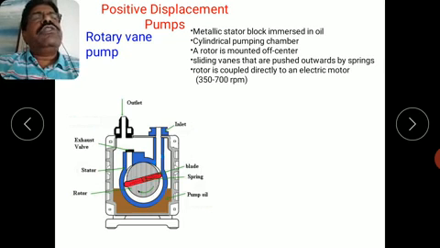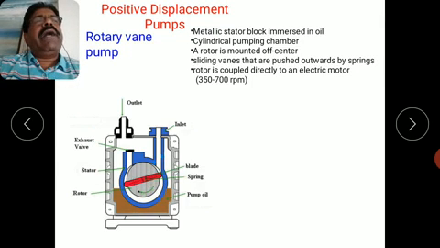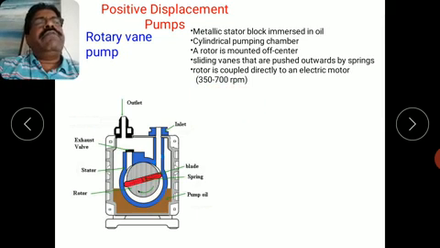Okay, and to this particular rotor there is a vane, or you can say a blade, fixed here at the center, and there are two springs, one from this side and the other from this side, which are creating a tension along this direction, so that all the time this particular vane or blade will be in contact with the inner surface of this particular stator. This rotor is externally driven by a motor having a speed of the order of 350 to 700 rotations per minute.